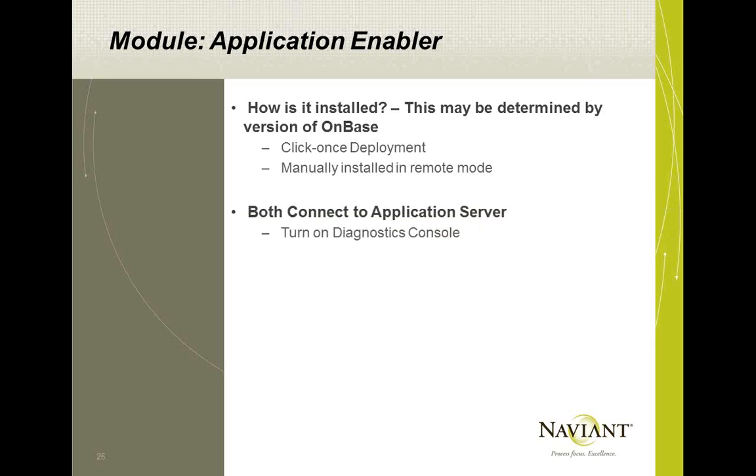Because it connects to the application server, if you're having an issue with App Enabler, the first thing to do is to turn on your Diagnostics console. This should be able to give you some errors. If your user has experienced errors on their machine, those errors should then show up on the Diagnostics console, and in some cases with more information behind them.